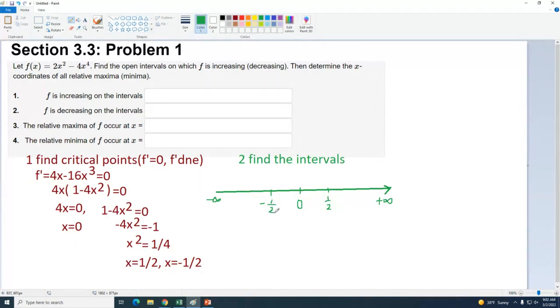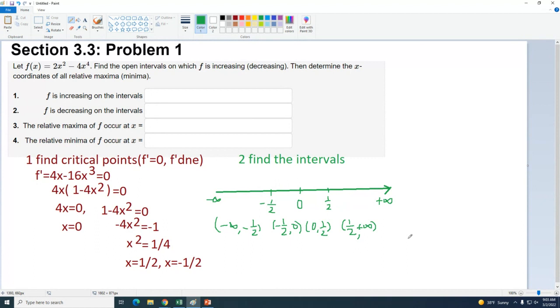Think about this as a stick. You make 1, 2, 3 cuts in your stick, and you're cutting the whole stick into 4 parts, and each part is an interval. The intervals are: negative infinity to negative 1/2, that's the first interval. Then negative 1/2 to 0, then 0 to 1/2, and the biggest one is 1/2 to positive infinity. Those are the 4 intervals.